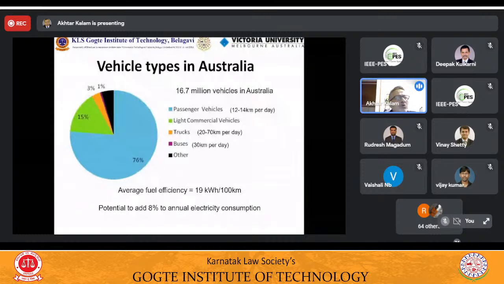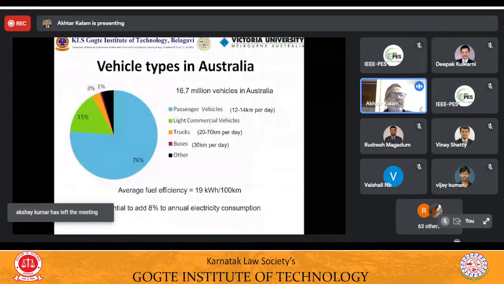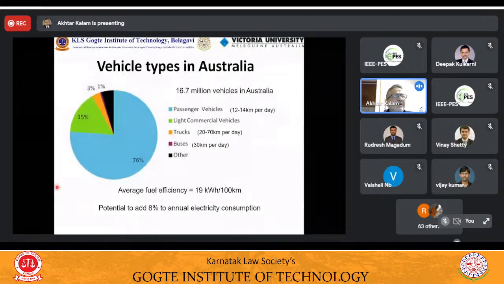And we do travel a lot in Australia. It's a huge country, and we have a lot of usage of vehicles and transportation. I'm not talking about the commercial type of vehicle, I'm also talking about the vehicle which we have in our residence. Of this 17 million, 76% are passenger vehicles, and they travel between 12 to 14 kilometers per day. Then 15% are light commercial vehicles, and the rest are trucks, buses, and other things.